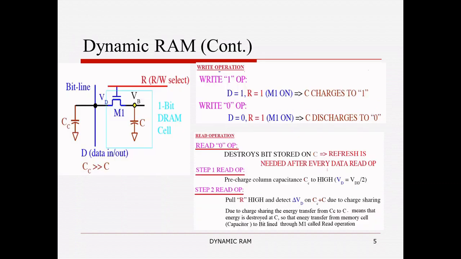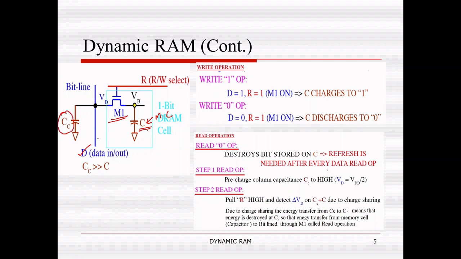This is the same circuit I explained in my previous slide, and here I am going to explain more deeply how read and write operations are performed on the one transistor dynamic RAM memory cell. Kindly look at the circuit diagram. It consists of a capacitance, which is the memory cell. It is connected to the NMOS pass transistor M1. It also has a data line, and CC indicates the column capacitance.